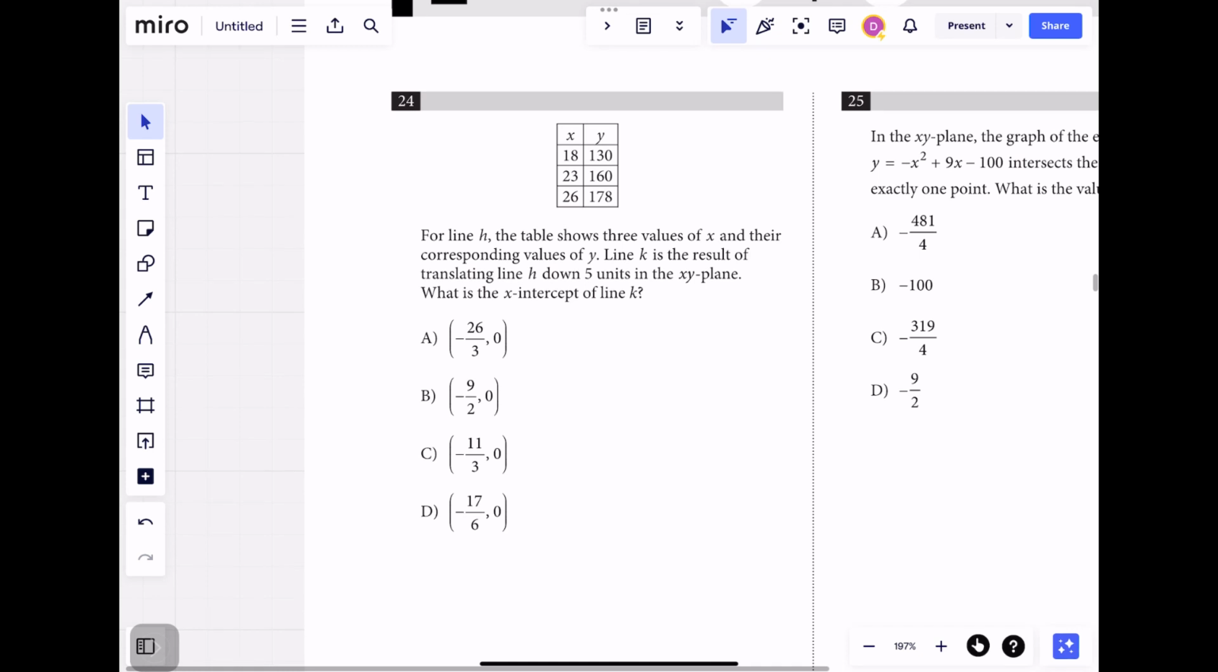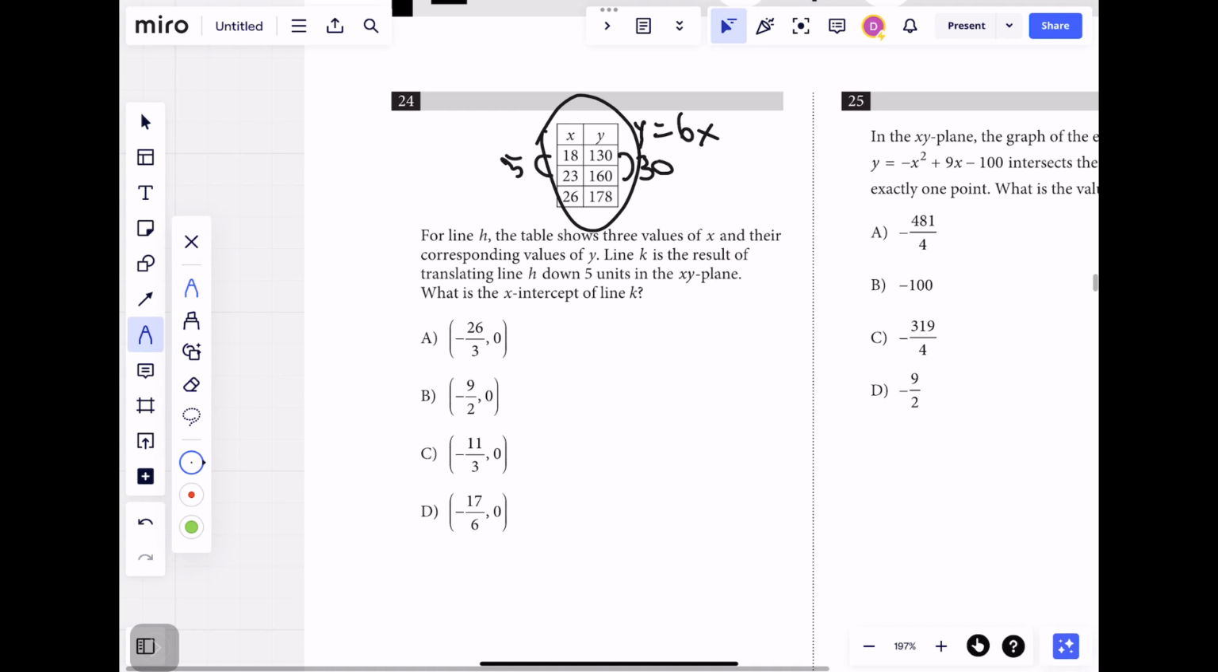For line H, the table shows 3 values of x and their corresponding values of y. Line K is the result of translating line H down 5 units in the xy plane. What is the x-intercept of line K? Okay, so this is line H. So let's turn this into an equation. So x increases 5, and y increases 30, which means that the slope is going to be 6x.